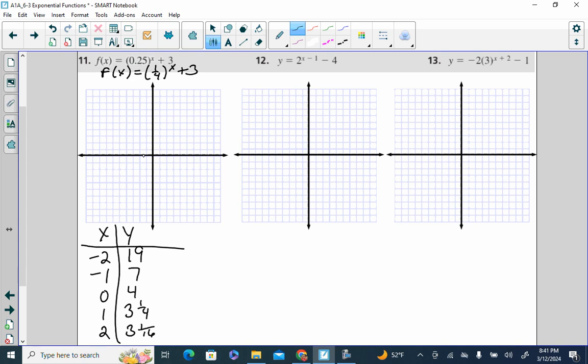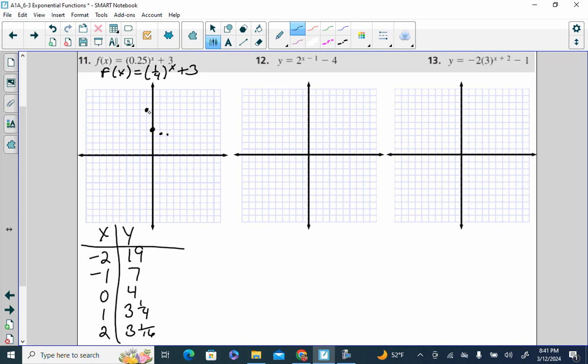So I have negative 2 comma 19, which I can't graph, but that's all the way up here somewhere. But I can do negative 1 and 7. It's going to be here. I can do 0 and 4, which is going to be here. I can do 1 and 3 and 1/4, which is here. Then I can do 2 and 3 and 1/16.